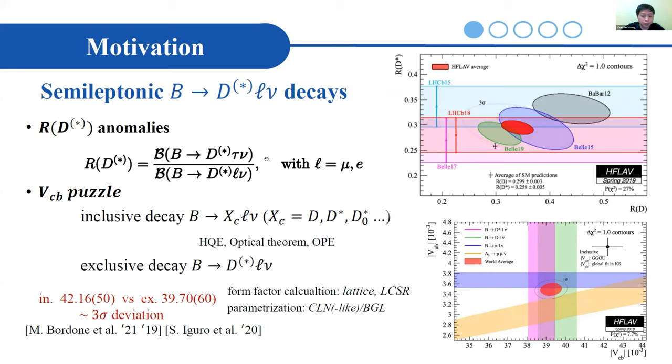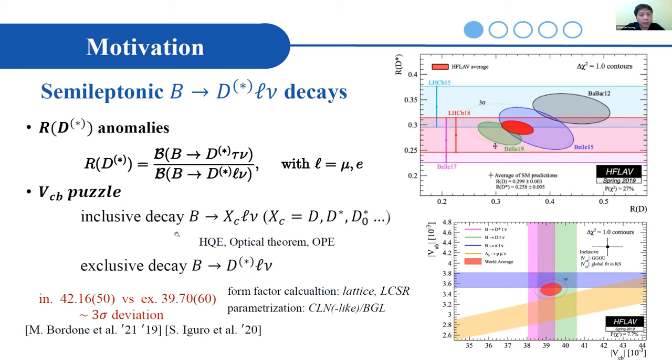Such a deviation gives a hint of a violation of lepton flavor universality, because these ratios are tau to mu or e ratios. The VCB puzzle is the tension between the values of the CKM matrix element VCB extracted from inclusive and exclusive decays.